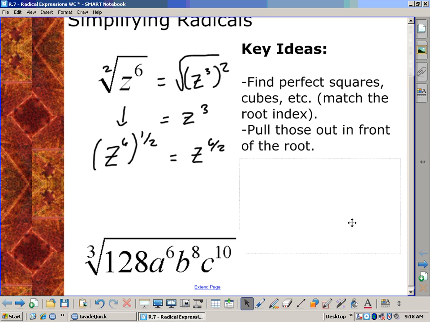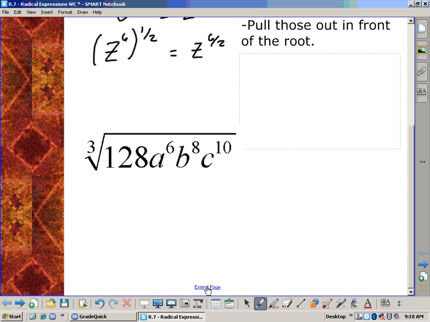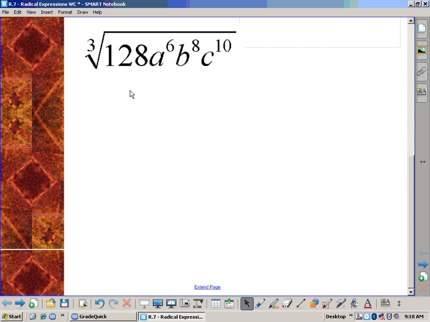As another example, this is a little bit more involved, and I can show you what you can do if you have leftovers. So now our index is the 3rd. So first thing we need to do is deal with the 128. Now, you may or may not know that that's 2 to a particular power. You can break it down a whole number of different ways.